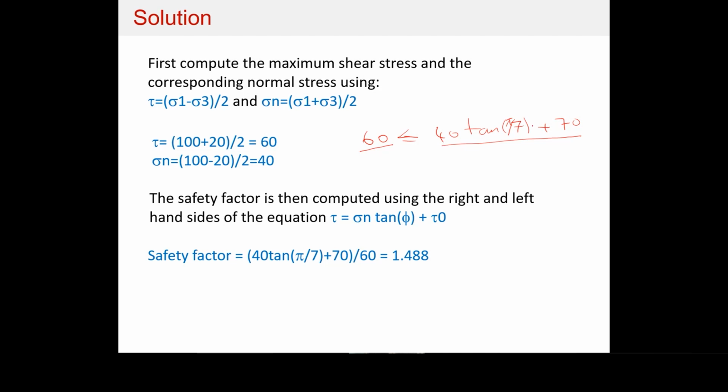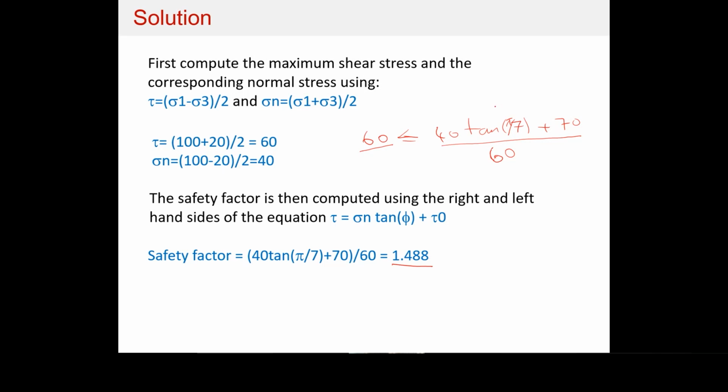So the safety factor is this number divided by this number. So if you divide 40 tangent pi over 7 plus 70 by 60, you get 1.488, and this is the safety factor.